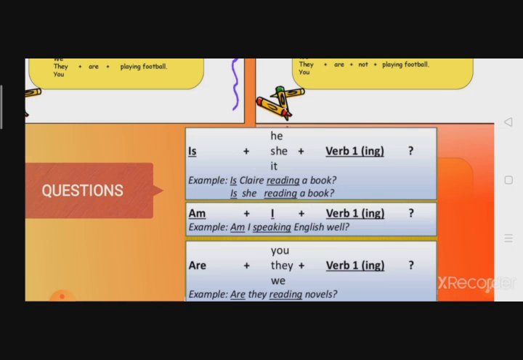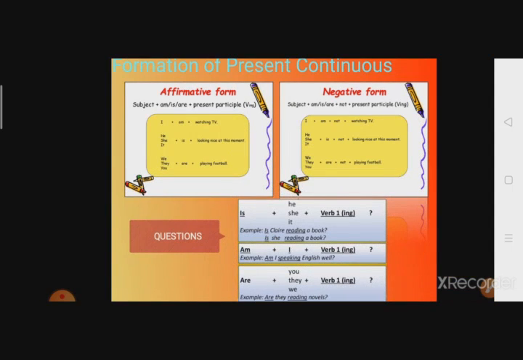Now let's see the third one: are plus you, they or we plus verb-ing. The example given over here is: Are they reading novels? So here "are" is the auxiliary verb which we use along with the second person singular and plural, third person plural and first person plural. And then we have used reading, that is the verb-ing form, read plus -ing. So students, I hope that you are clear with the formation of affirmative, negative and questions with present continuous tense.